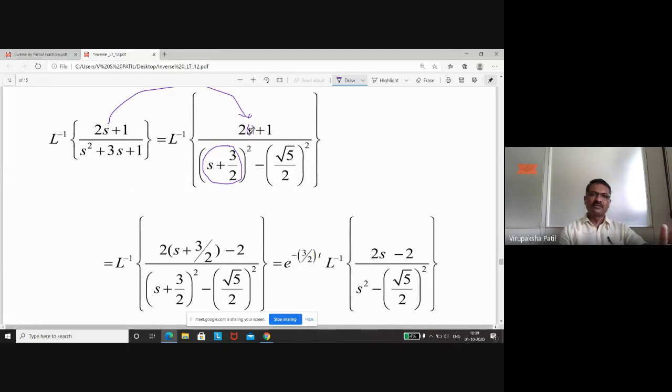Simply what you do first, wherever s is there, replace that s by s plus 3 by 2 in the numerator. So it becomes 2 into bracket s plus 3 by 2. Now this quantity, we require plus 1 here. It should not affect it after. So after changing this s to s plus 3 by 2, the original thing, if you simplify, should remain the same.